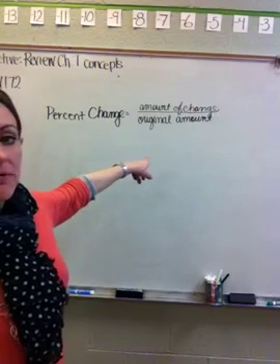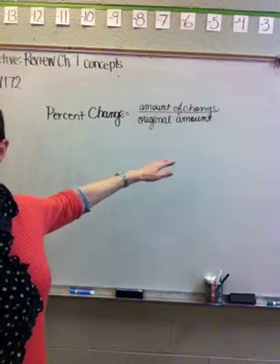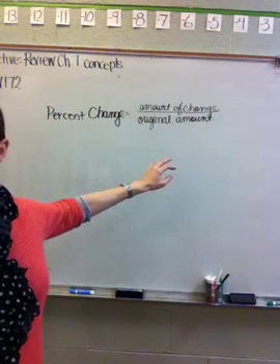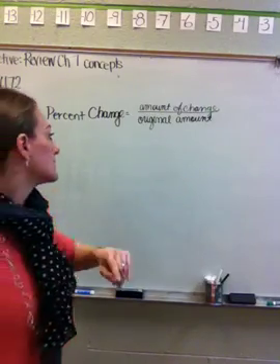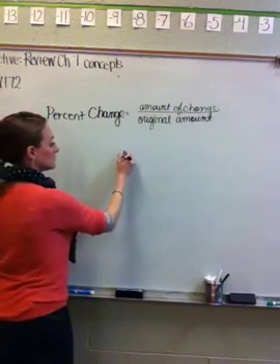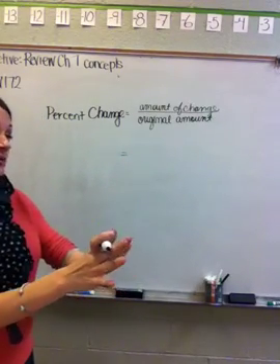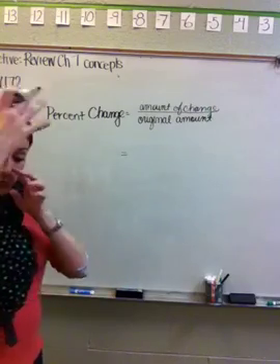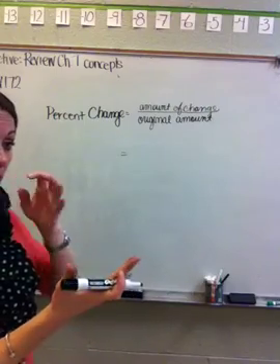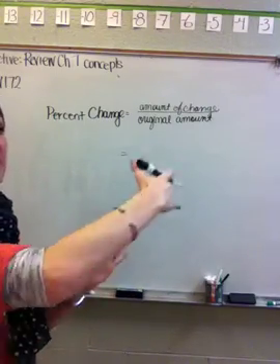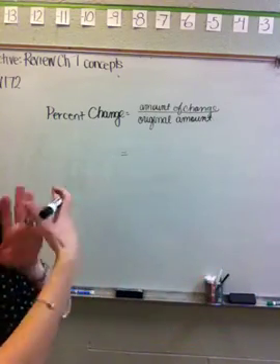Here is our formula for percent change. The amount of change divided by the original amount. Where do I put my numbers in? Actually, let's read the question. It says he got a raise of $30 a week. So before, he was making $400. Next, he's making $430. So that $30 is the amount of change.